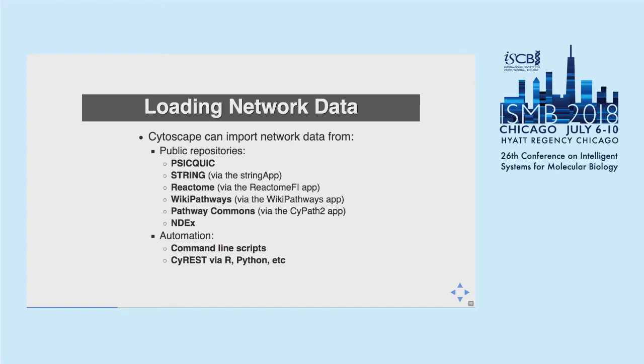In addition to that, you can go out and pull in data from a lot of different public repositories, and we're going to talk about that in more detail later. cyQUICK is built into Cytoscape. The STRING app will allow you to directly connect to STRING and pull in data from STRING. There's a Reactome app, a WikiPathways app, Pathway Commons, NDEx. All of these are apps that you can download, and then once you've downloaded them, you can access that repository and pull in networks from it. And of course, the purpose of today's workshop, CyREST.